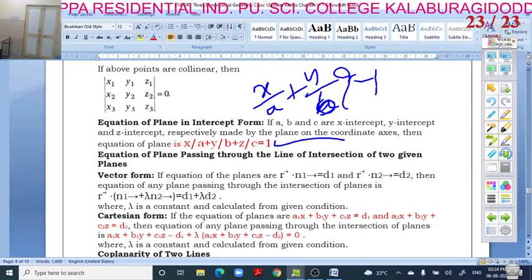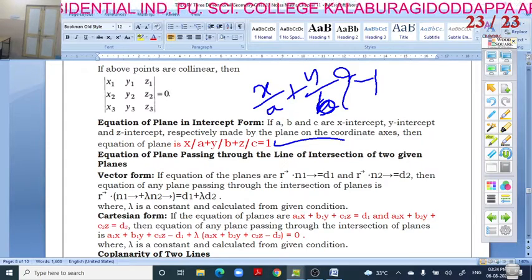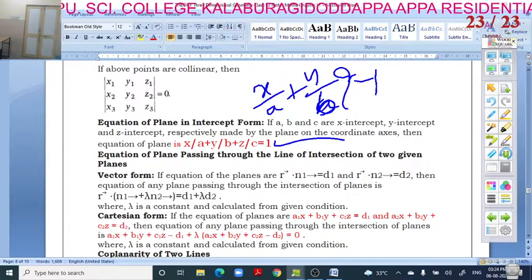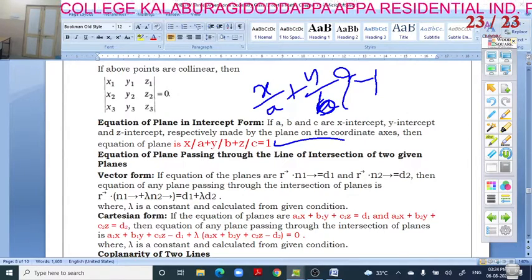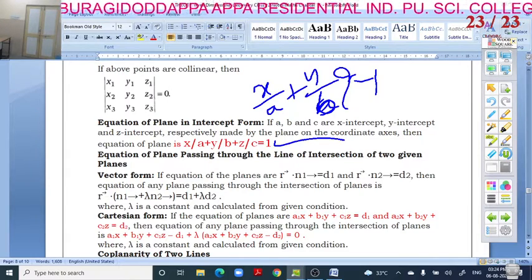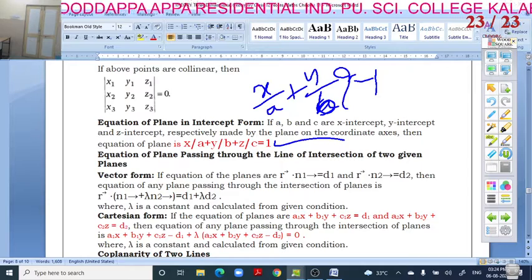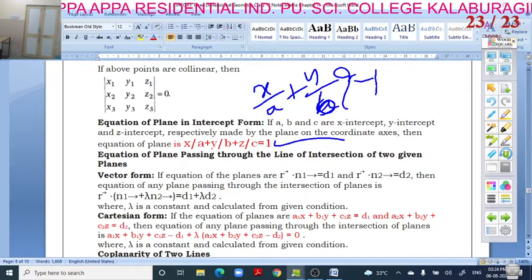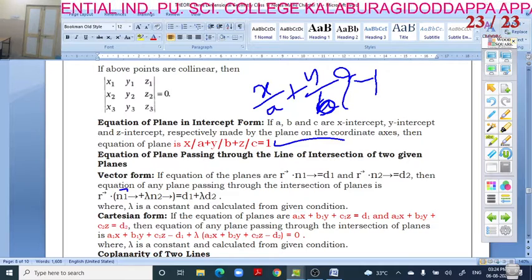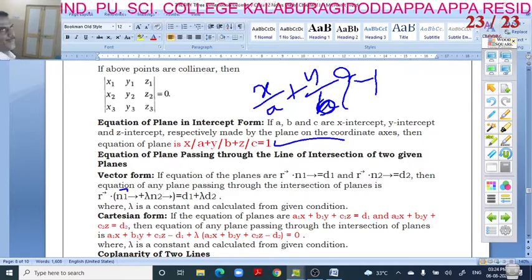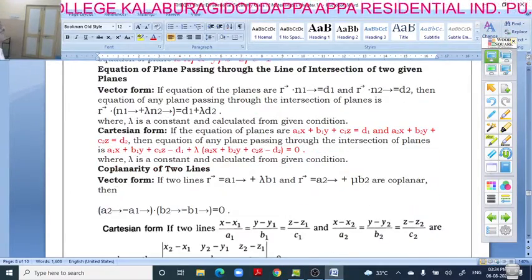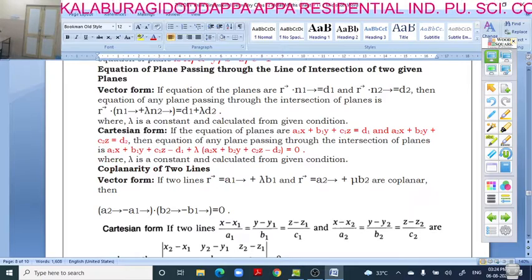So, equation of a plane passing through the line of intersection of two given planes. In vector form, r dot n1 is equal to d1 and r dot n2 is equal to d2, then the equation of any plane passing through the line of intersection of the planes is vector r dot (vector n1 plus lambda times n2) is equal to d1 plus lambda d2, where lambda is the constant and calculated from the given condition.